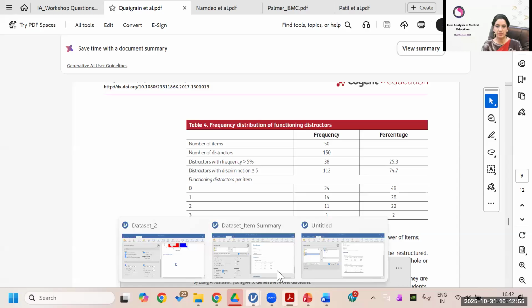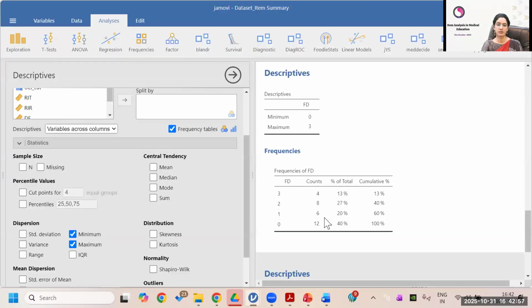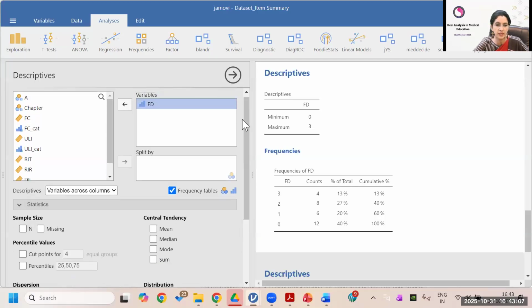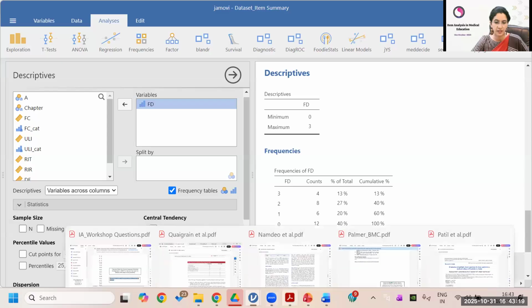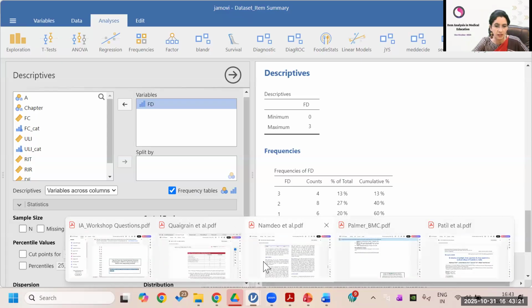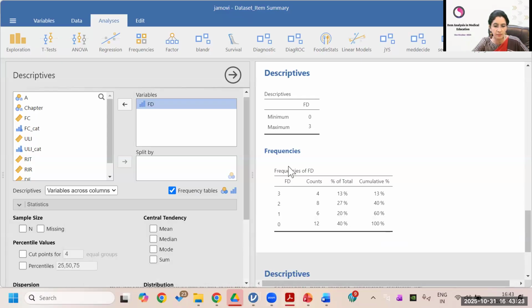How many items with 0 distractors? Okay, yeah, so this is the item, sorry. It's like 12 items, 6 items, 8 and 4 items. This is the same table. So if you just make a frequency table of this FD, it will give you the number of distractors item-wise: 12 items with 0 distractors, 6 items with 1 distractor, 8 with 2, and 4 with 3 distractors.